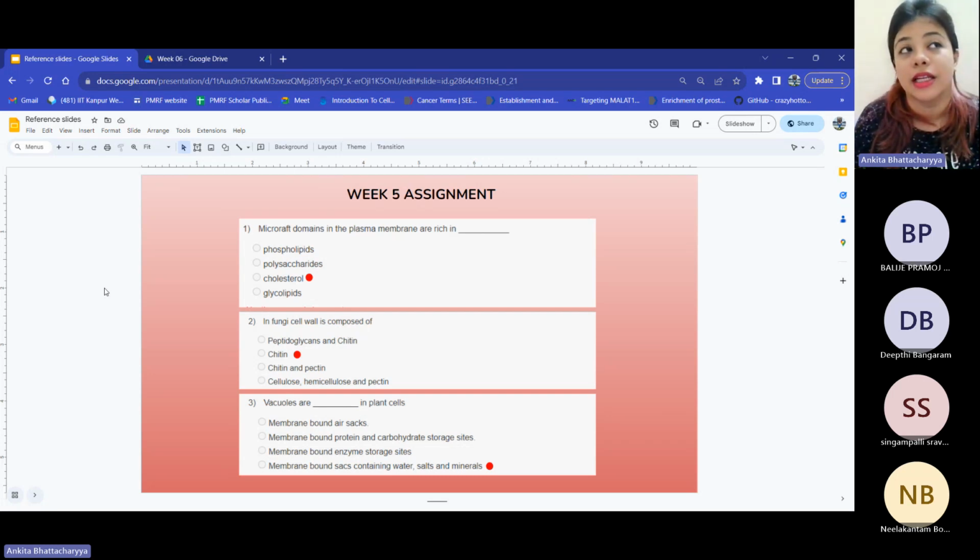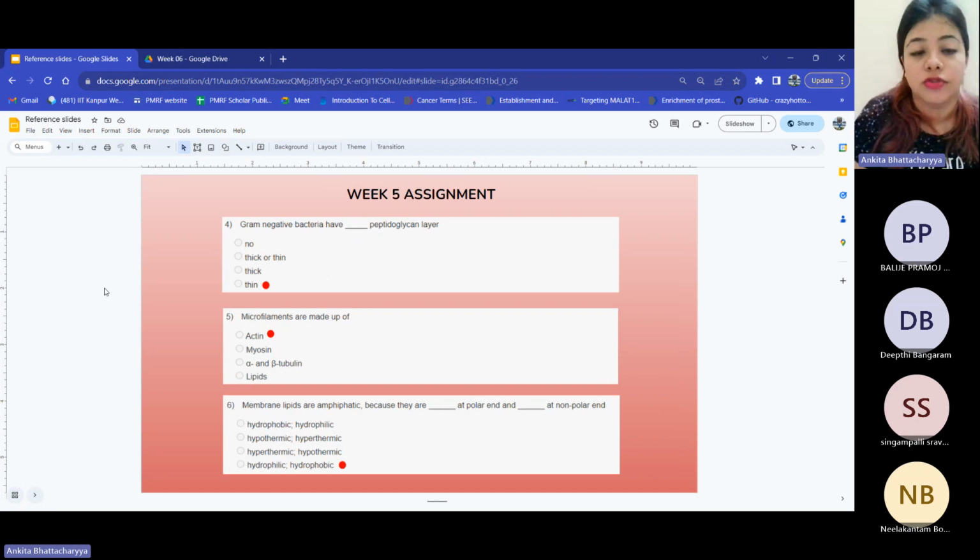But in fact, that can somewhat be attributed to the function of lysosomes, which are majorly involved in the digestion, lysis, etc., those kind of functions, and there is extensive involvement of enzymes for that matter. And in option 4, we have membrane-bound sacs that contain water, salts, and minerals, which is the correct option, as you can probably guess from here as well. This is the function of vacuoles, and we had also talked about how it helps in maintaining the turgidity, the shape of plant cells, etc.